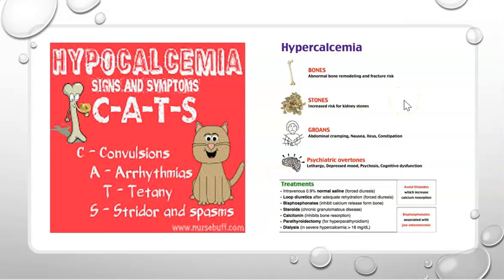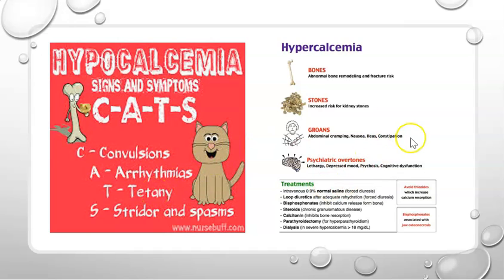Hypo and hypercalcemia. So with these, I want you to take a look at the manifestations. What type of signs and symptoms are you going to see with these patients? With the hypocalcemia, they could have convulsions, arrhythmias, and tetany. So really kind of focus in on that tetany there.